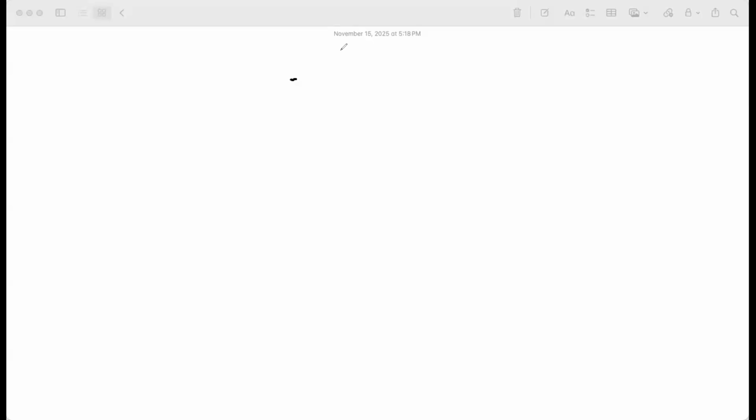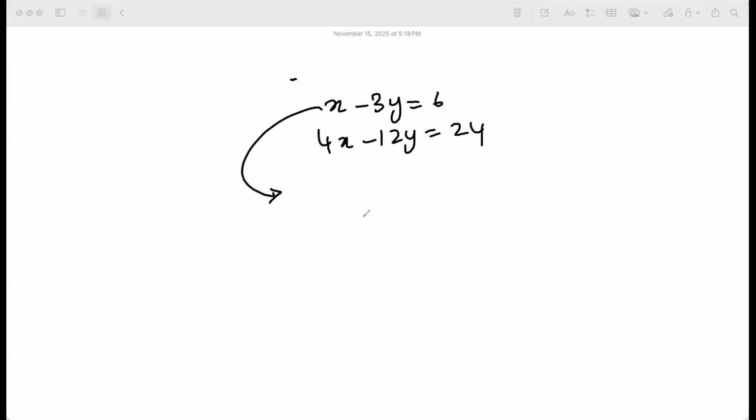What I'm saying is, see here, x minus 3y equal to 6. 4x minus 12y equal to 24. What can I do from the first equation? Who's going to help me? So we have to bring x by itself, so we have to put the 3y on the other side. So then it would be x equal to. Oh, sorry, my x's are so different, right?